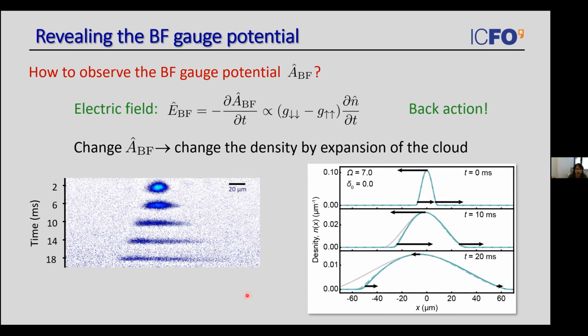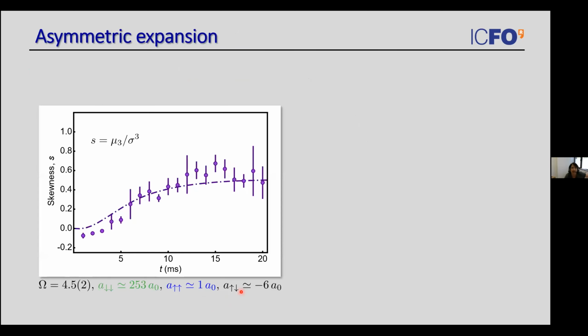So we do that by introducing this so-called skewness parameter. That's a number that is positive when the cloud has a tail to one direction, and negative when it has the tail to the other direction, 0 for a symmetric cloud. And it's nothing else than the third moment of the distribution divided by the second moment of the distribution cubed. And then this is what we see experimentally. This skewness measured experimentally and simulated theoretically, they agree very well.